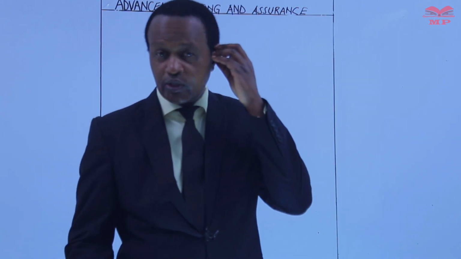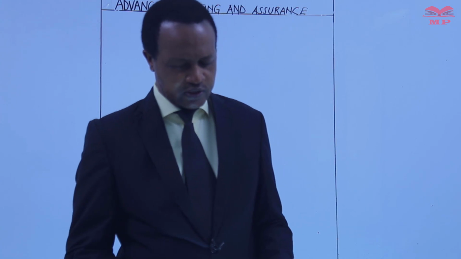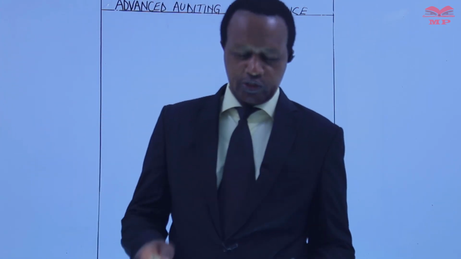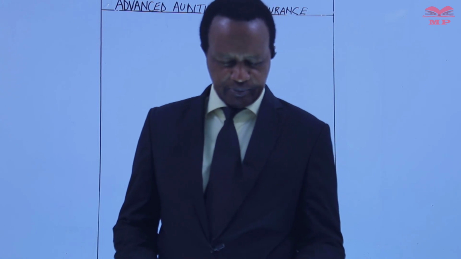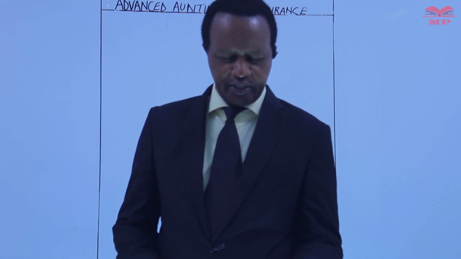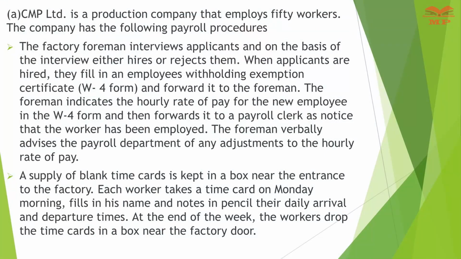We are going to answer question 1. This is a question that is in two parts, A and B. Part A reads, CMP Limited is a production company that employs 50 workers. The company has the following payroll procedures.